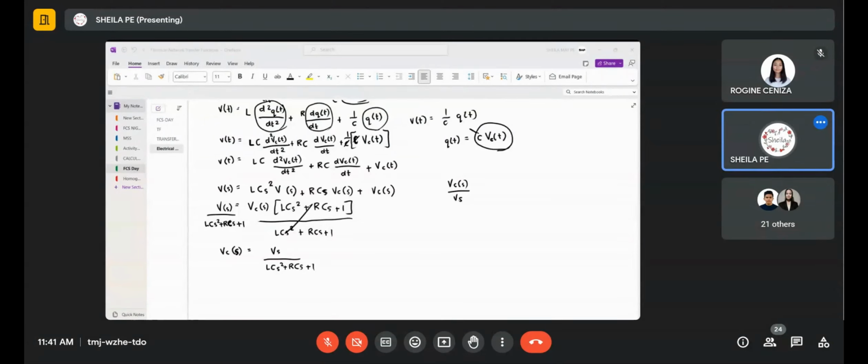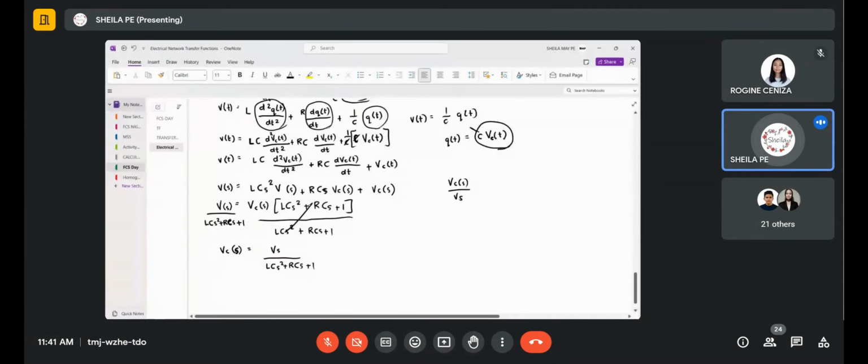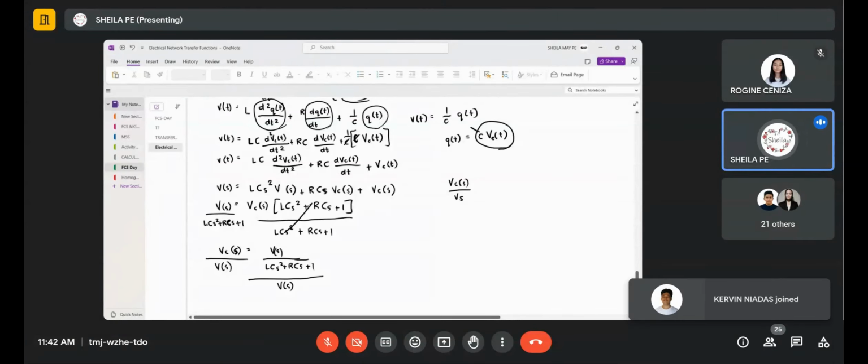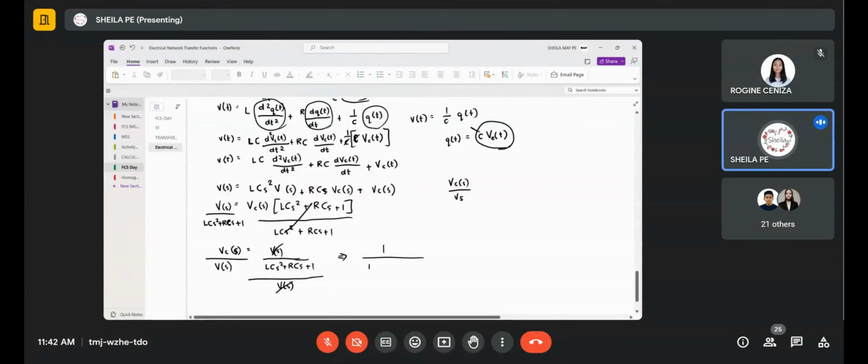Okay, going back. We need to have VC of S over VS, so we still need to divide both sides by V of S. If you reciprocate this V of S, it becomes 1 over VS, times VS over LC S squared plus RC S plus 1. So VS cancels out. Basically, our transfer function is just equal to 1 over LC S squared plus RC S plus 1.